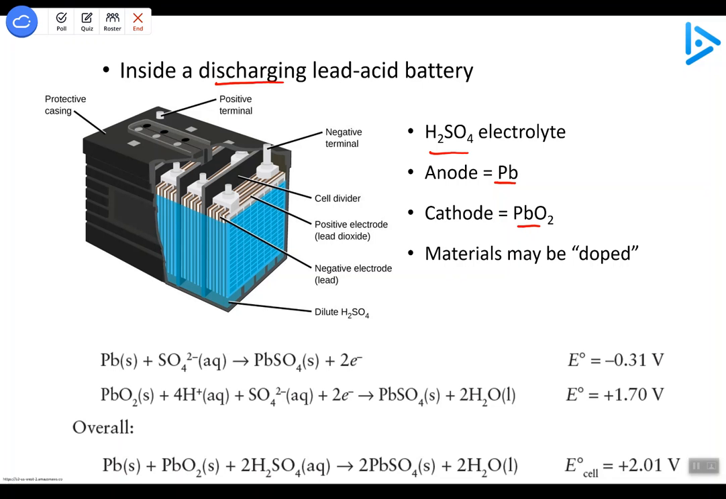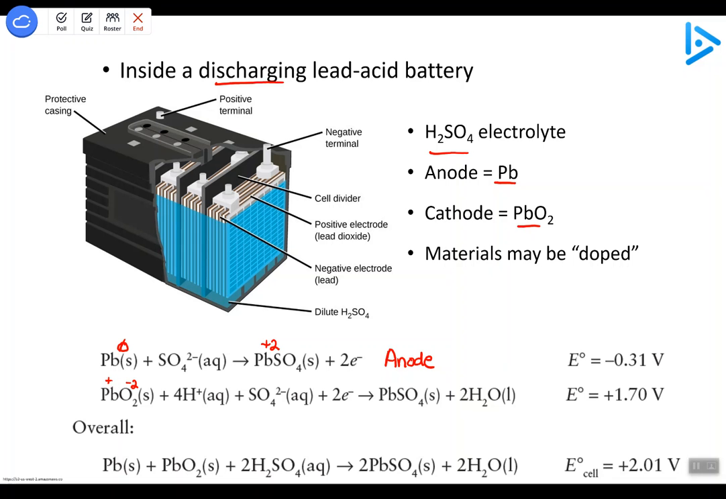Now we can analyze what's happening here when it is discharging. Lead is going from an oxidation state of 0 to an oxidation state of +2. Sulfate, SO4, is a polyatomic ion with a 2 negative charge. Therefore, lead must have a +2 oxidation state. If lead is being oxidized, then this is the anode. And then we also have lead dioxide. The oxygen has a -2 oxidation state. Lead, therefore, is +2.